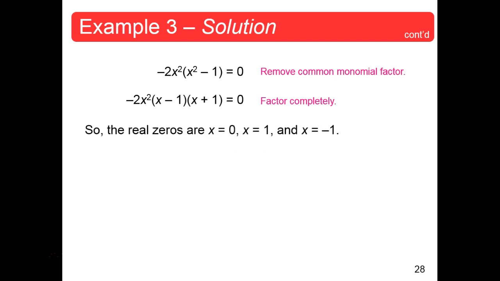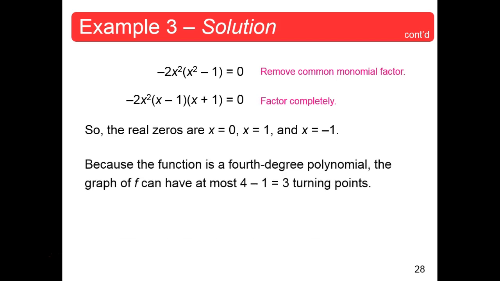The first one, the only way that first factor can be 0 is if x is equal to 0. But minus 2 is never 0, so the only way that one can be 0 is if x is equal to 0. So that gives you x equals 0. The next one gives you x equals 1, and the third one gives you x equals minus 1, just like y'all found, okay?